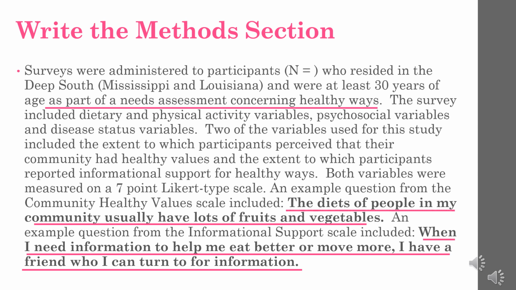Part of what you don't know, but you need to, is that all of your sections of this study were part of a larger study that was a needs assessment concerning healthy ways in the Deep South. And this sample in particular had only people from the Deep South who were 30 years of age and older. That needs to be in your methods section. Also, give examples of the types of items you analyzed, the types of items that went into your variables.